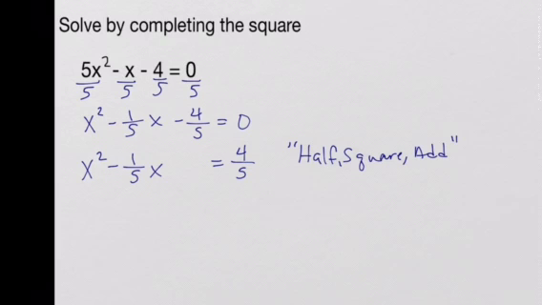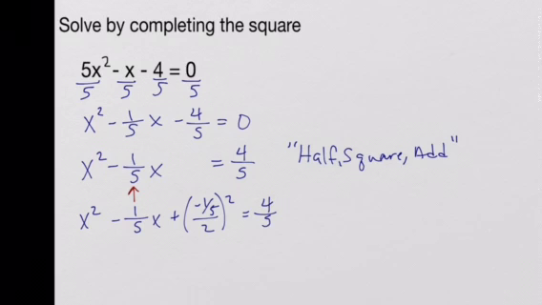We're going to take the number in front of x, this number here, we're going to half it, square it, and add it. So what we're doing is we're taking x squared minus 1/5 x plus negative 1/5 divided in half squared. Okay, so if we were to show this work off to the side, we were actually dividing this number in half, this step of it.